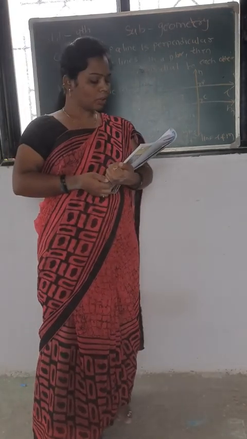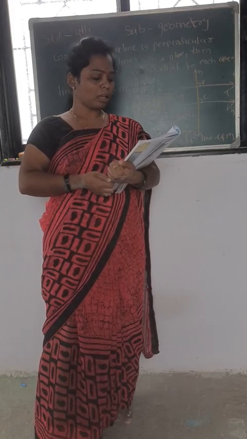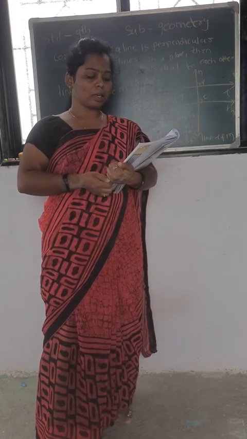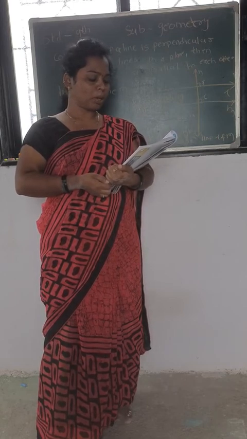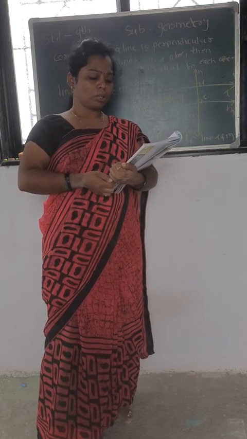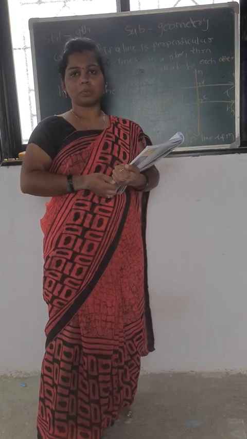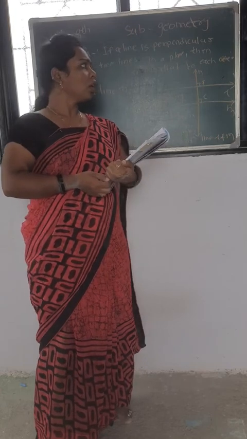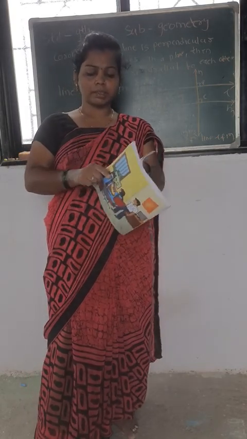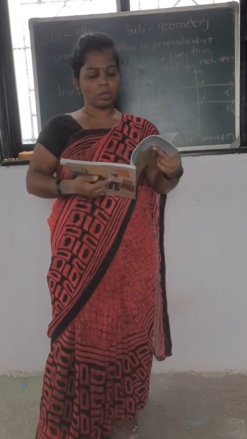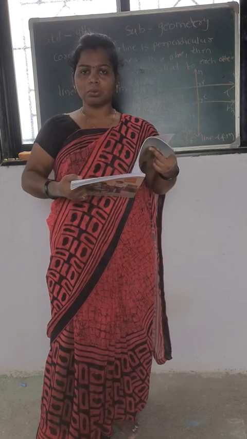In the second corollary: if two lines in a plane are parallel to a third line in the plane, then those two lines are parallel to each other. Write this proof in the notebook. Next, practice: solve practice set 2.2 and problem set 2.